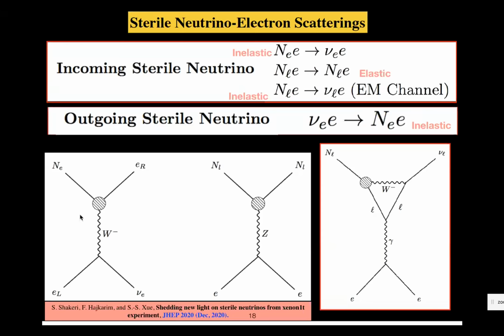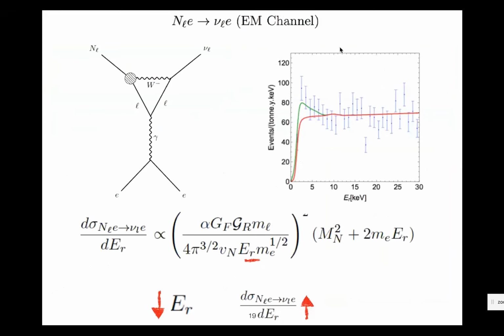So here we classified all the processes which can be offered based on our model. Here you can see the recoil cross section of this interaction that I showed you in the top left.